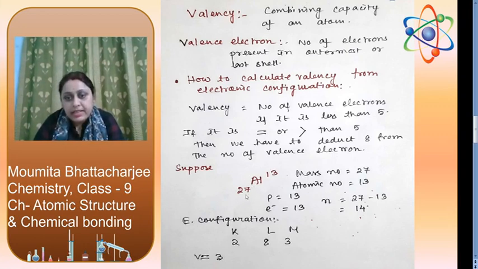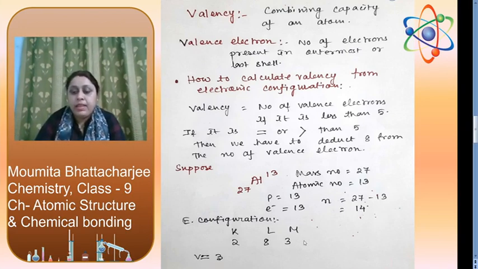Aluminium 13/27, 13 is the atomic number, 27 is the mass number. So we will get proton equals 13, electron equals 13, neutron will be 27 minus 13, that is 14. Electronic configuration: first cell 2, second cell 8 and third cell 3. So valency we can write directly 3, because I said valency will be the number of electrons present in the outermost or last cell.